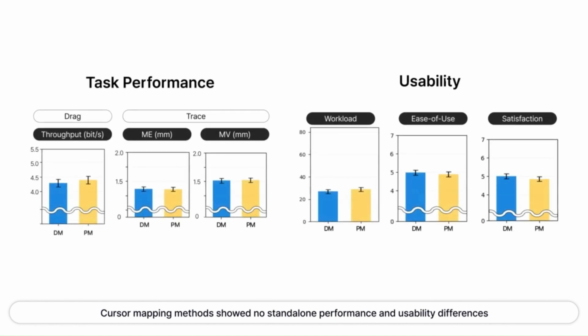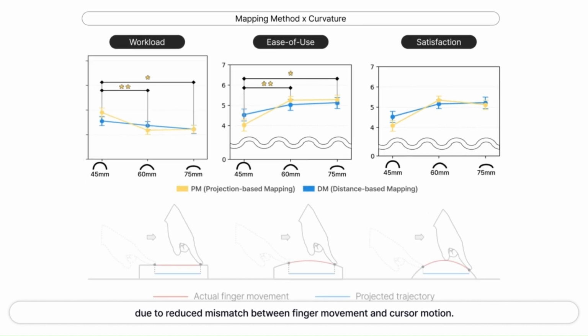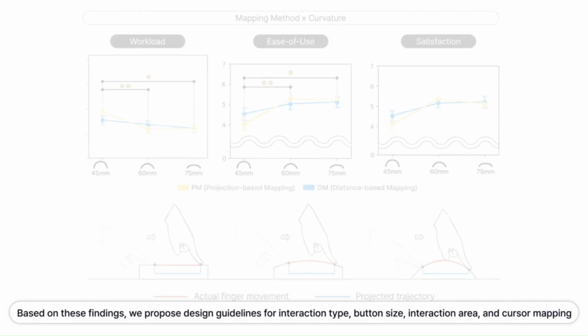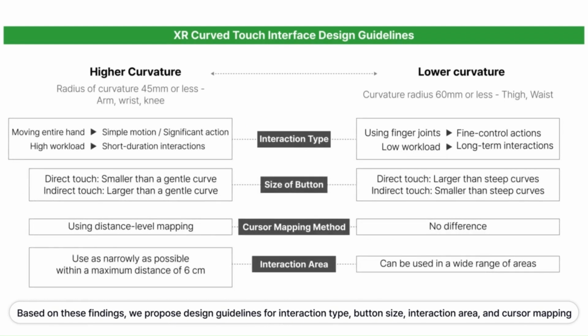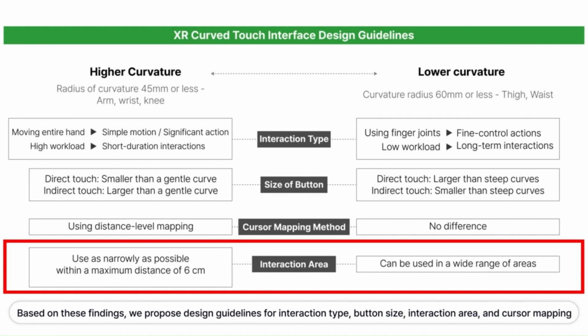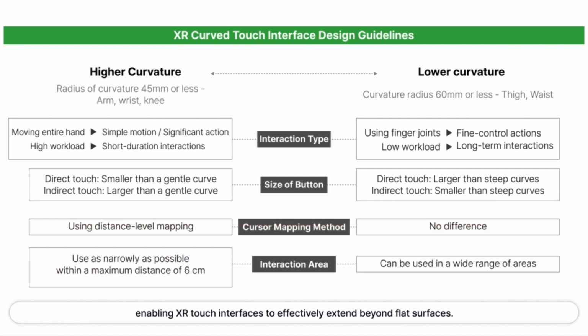Cursor mapping methods showed no standalone performance and usability differences, but under high curvature, distance-based mapping provided better usability due to reduced mismatch between finger movement and cursor motion. Based on these findings, we propose design guidelines for interaction type, button size, interaction area, and cursor mapping, enabling XR touch interfaces to effectively extend beyond flat surfaces.